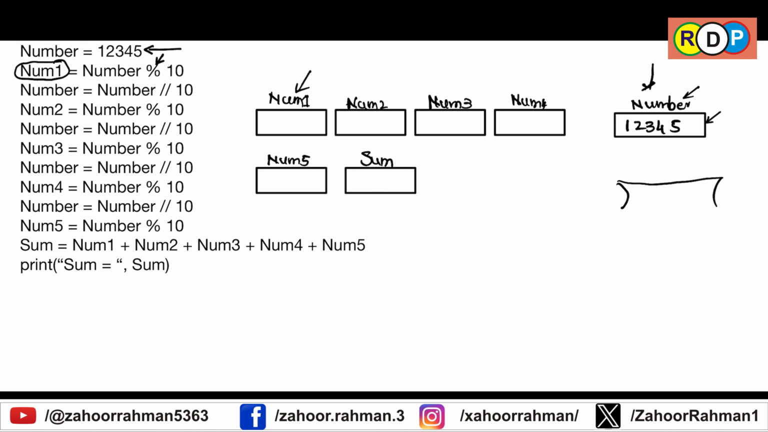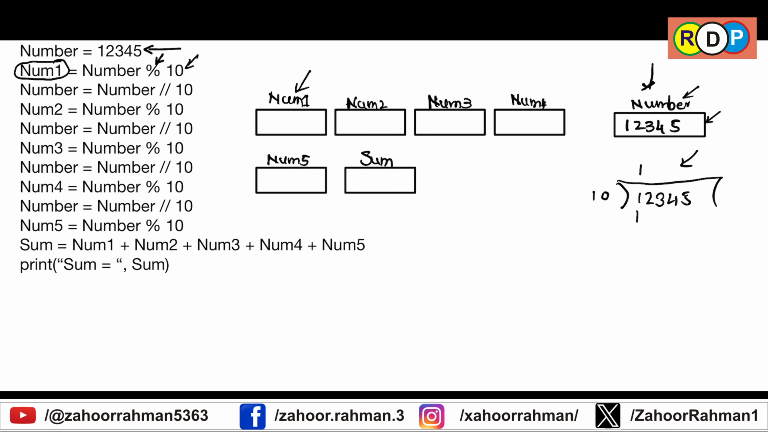What is the value of number? That is 1 2 3 4 5, and it will divide it by this 10. The result is not here. The result will be whatever we are getting in the remainder.